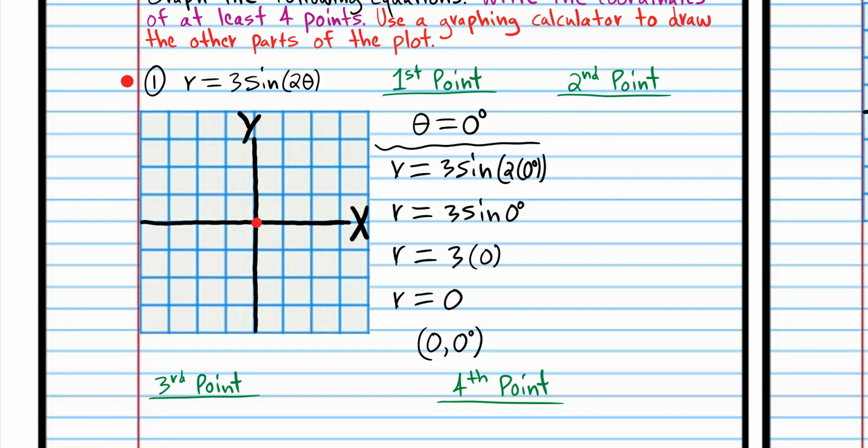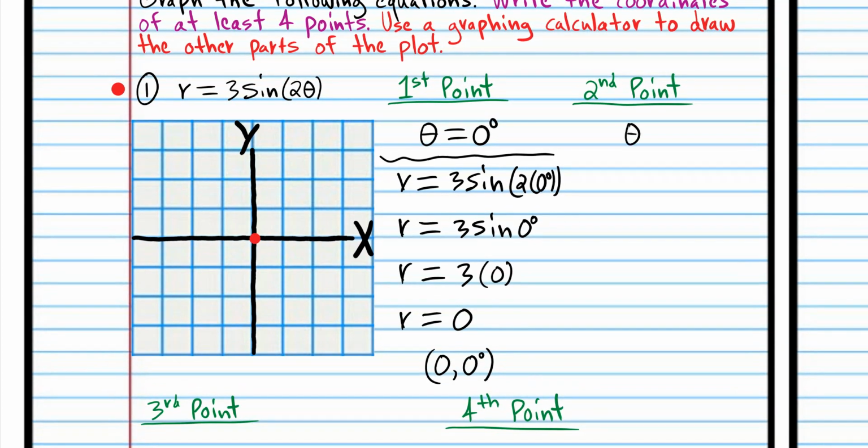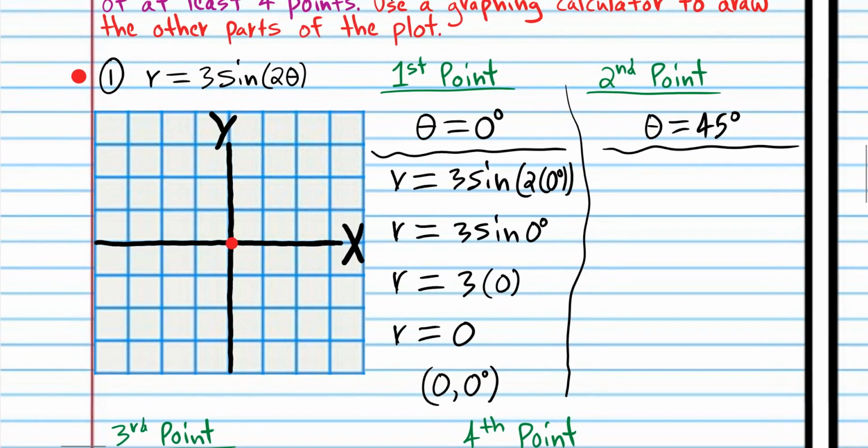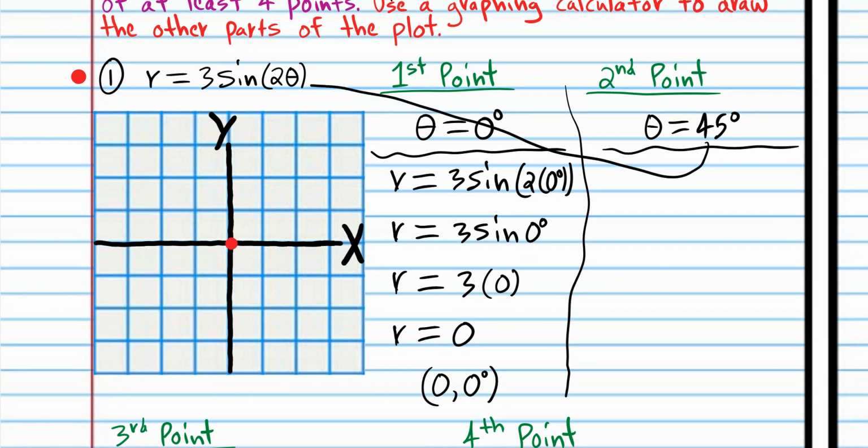Okay, so now let's choose another value. I'm going to choose 45 degrees. And we're looking for values that make things easy for us to calculate. I know that if I multiply 45 by 2, I'm going to get 90 degrees, so that's why I chose that. If you choose a value that makes things difficult, that's okay.